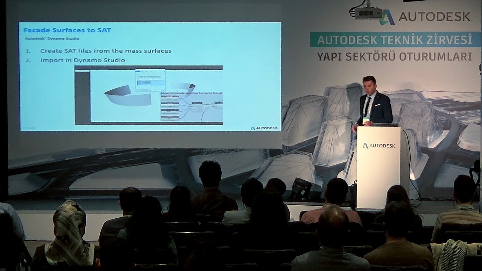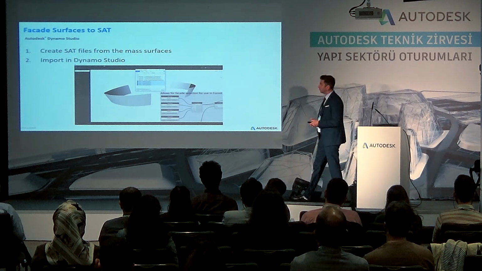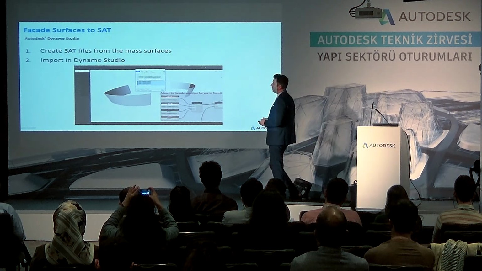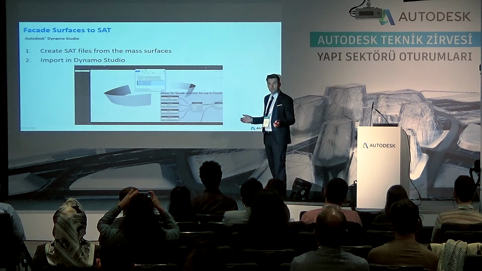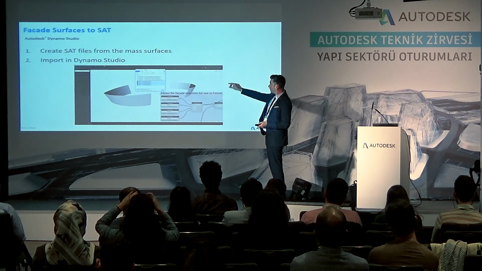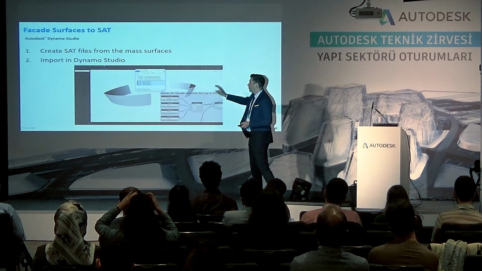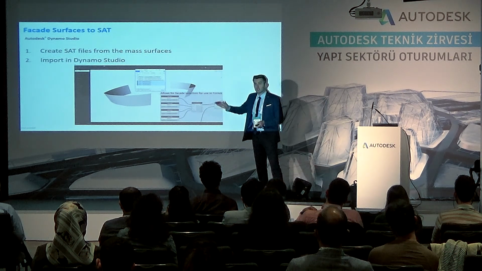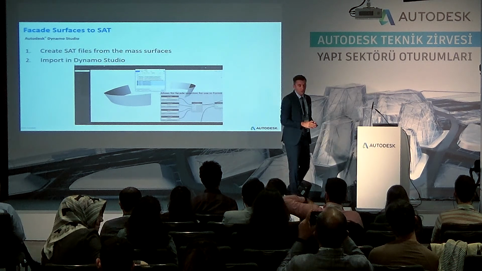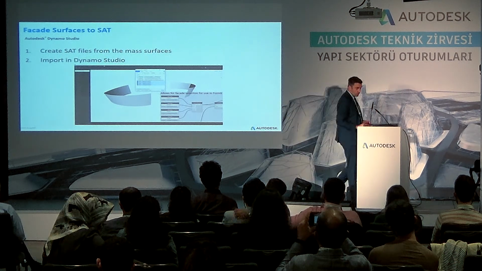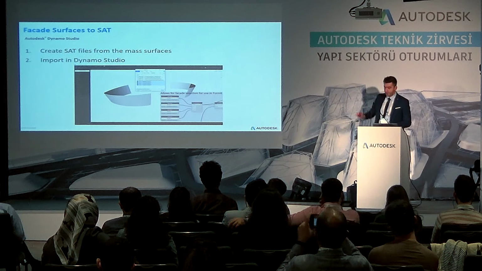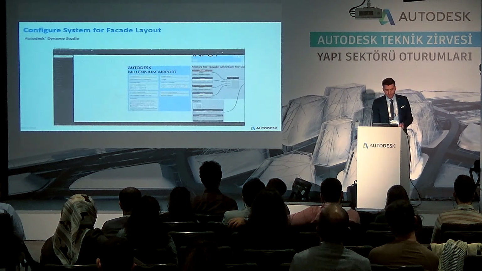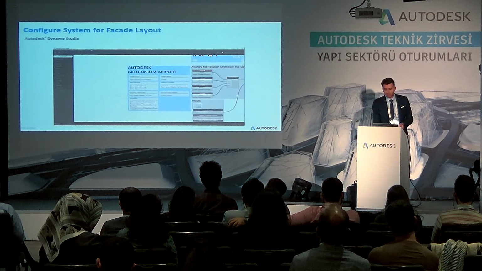So we can create the shape of the building in different tools. You can use any tool. As long as that tool can export SAT, you can import that geometry inside Dynamo Studio, and you can start to apply automation. In this case, we have used Formit to create the SAT file, but of course, as I said, you can use other platforms as well.